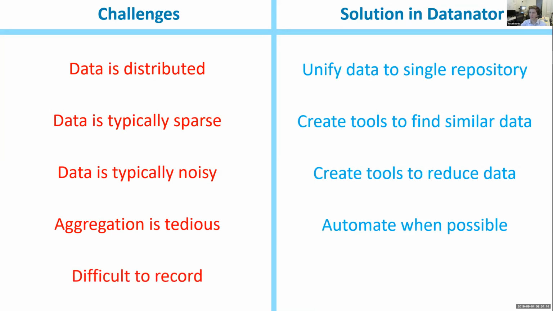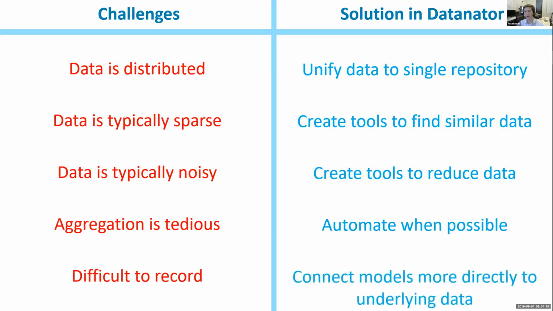And one last challenge is that it's difficult to record the data that's used to construct a model. Maybe some biological parameter is informed by a whole bunch of experimental data, but it's difficult to actually record the data that went into a given parameter in a model. The way that Datanator solves this is by connecting the models more directly to the underlying experimental data, so that someone trying to understand the model can see how it's generated, and it's much more reproducible.